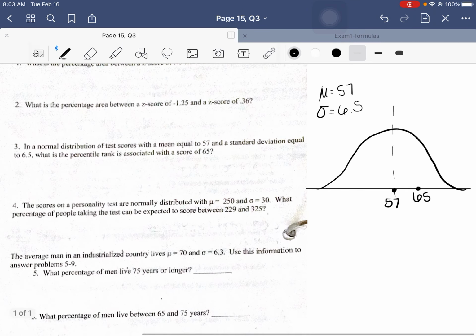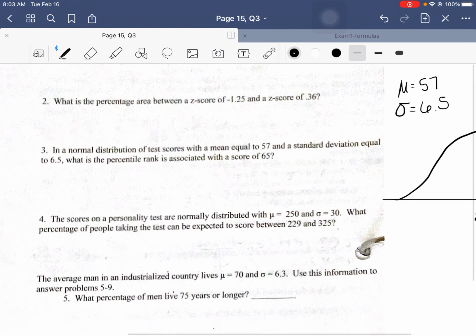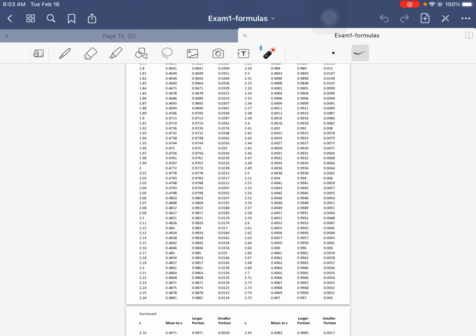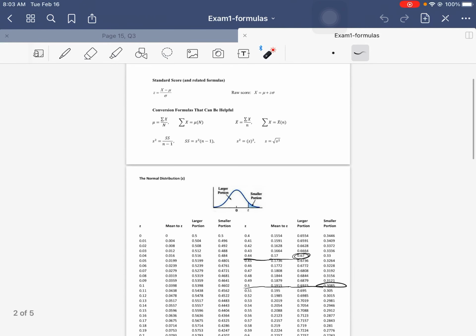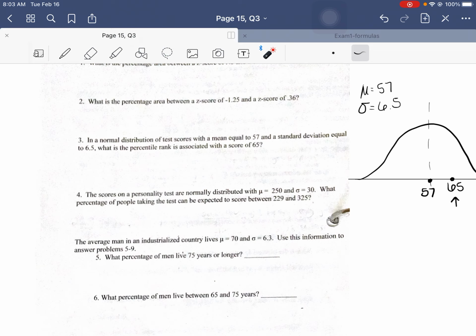So the first thing that I'm going to do is convert this into a z-score. The way I'm going to do that is I'm going to use our formula from our exam one formula page. It's going to be this one. So we're going to do x minus the mean over the standard deviation.